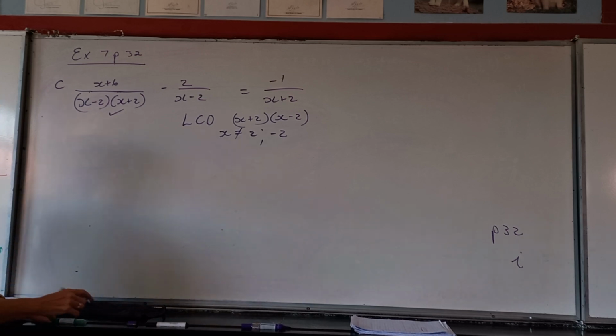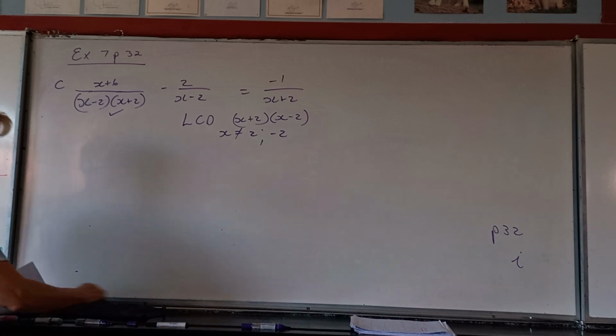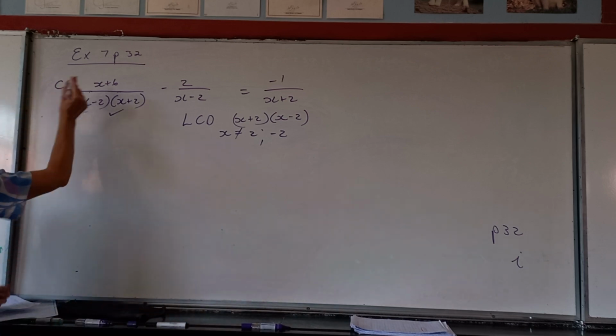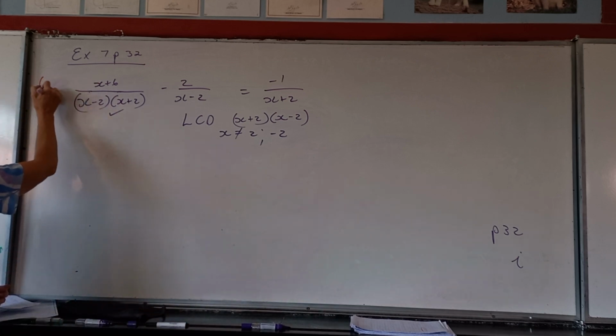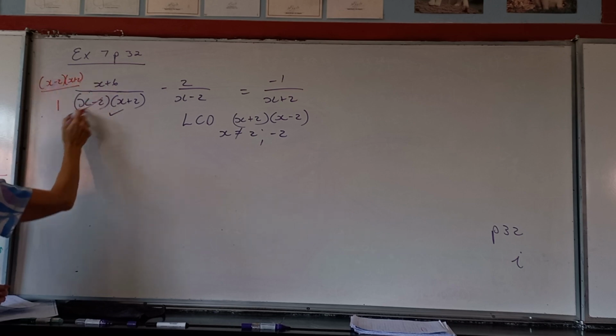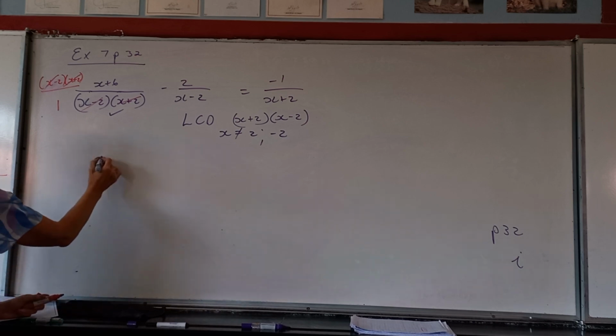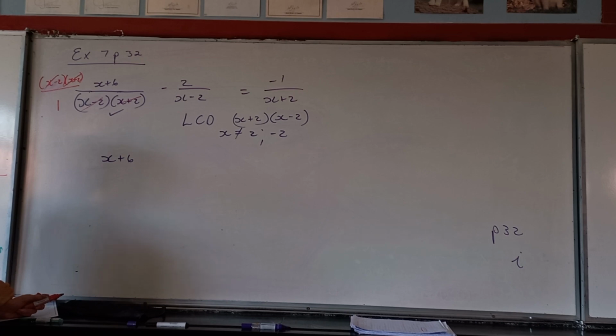But what do I then do with those LCD? You've got to go and times it out. I'm looking for my red, but I'm not finding it. There it is. So I'm timesing here with x minus 2, x plus 2 over 1, which makes them fall away. Mission accomplished. What's the mission? I don't want fractions, so it's only x plus 6 left.